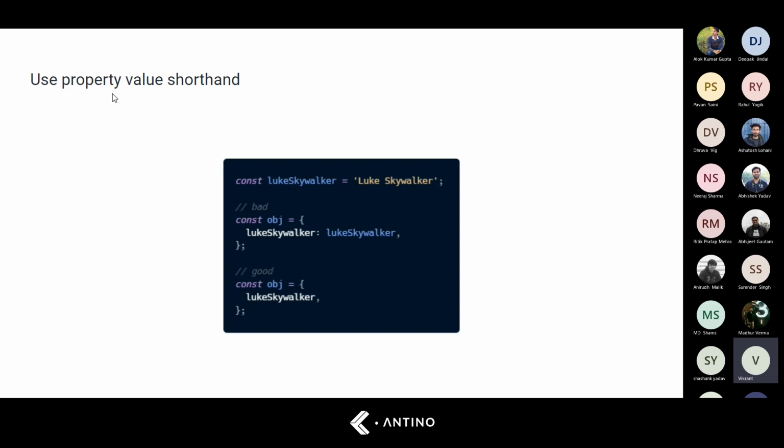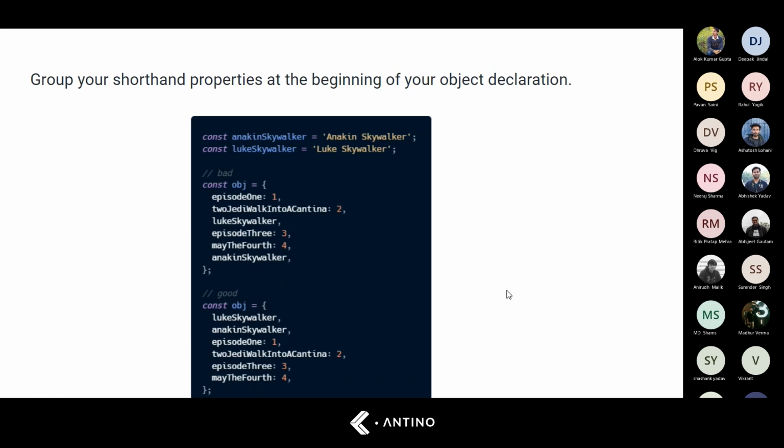The next best practice is to shorthand the property value. Instead of going with this approach, one can simply shorthand the identifier itself, because this one looks even easier to read and cleaner. All right, so we will move to the next approach.